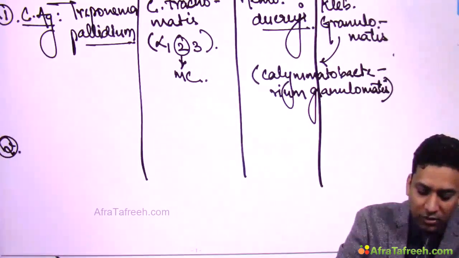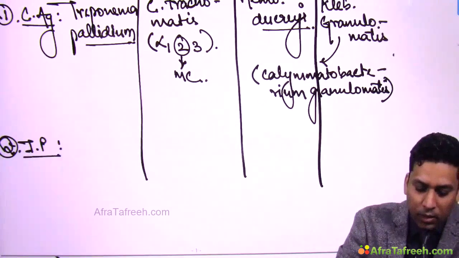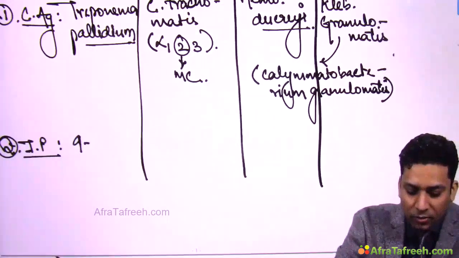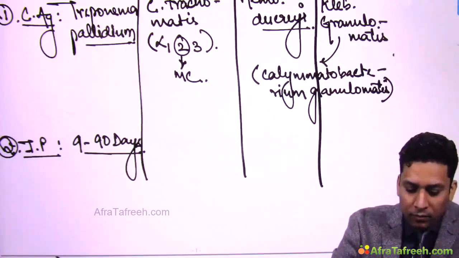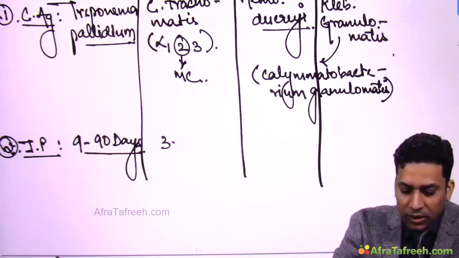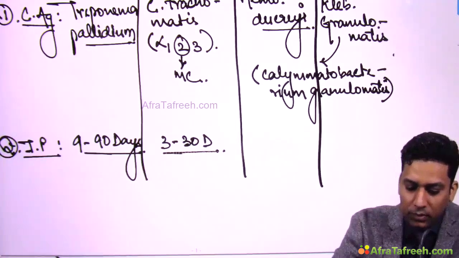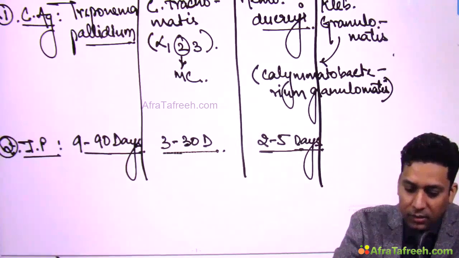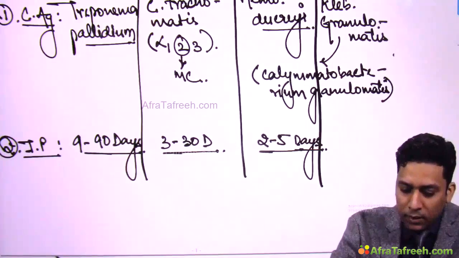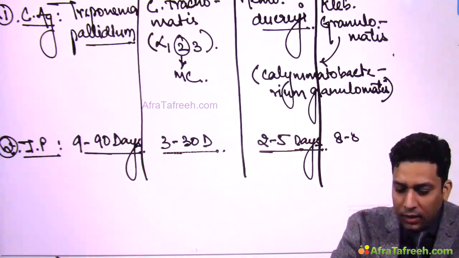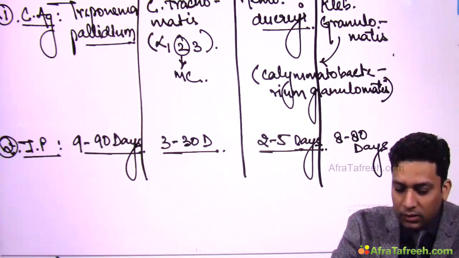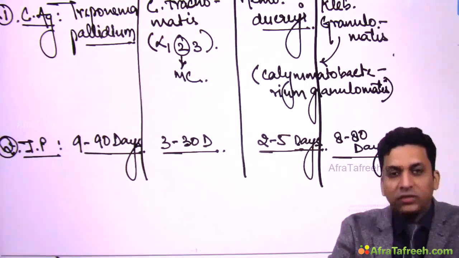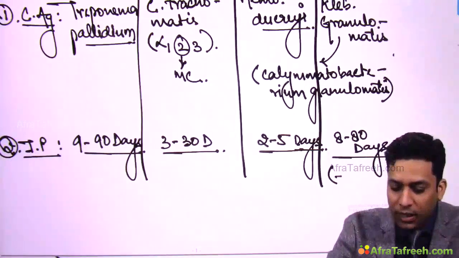The next differentiating feature is incubation period. Now the incubation period of syphilis is 9 to 90 days. For LGV it is 3 to 30 days. 2 to 5 days in chancroid, and 8 to 80 days in cases of donovanosis. Now this is very long in cases of donovanosis. Sometimes it can be as long as 1 year, 365 days.